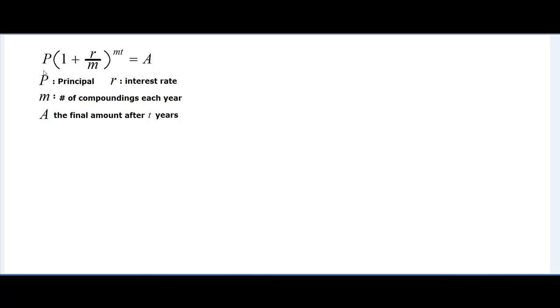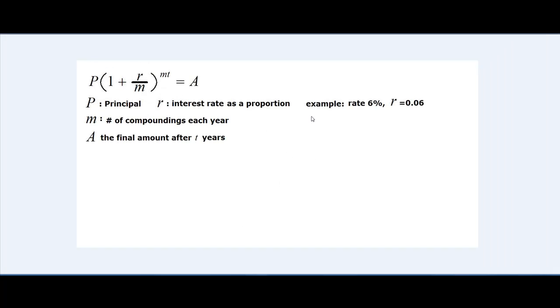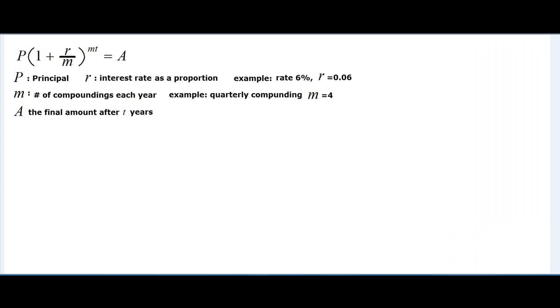Now this is a compound interest formula. That is, P is the principal invested, R is the interest rate as a proportion, M is the number of compoundings each year, and A is the final amount after T years. So for example, if the rate is 6%, R is going to be used as 0.06. Say the compounding is quarterly, then since there are 4 compoundings each year, M will be 4.